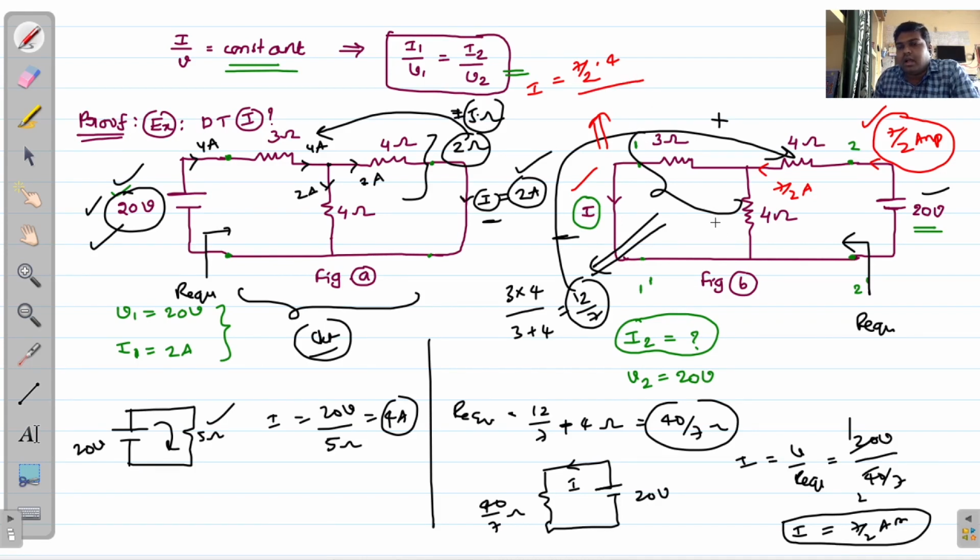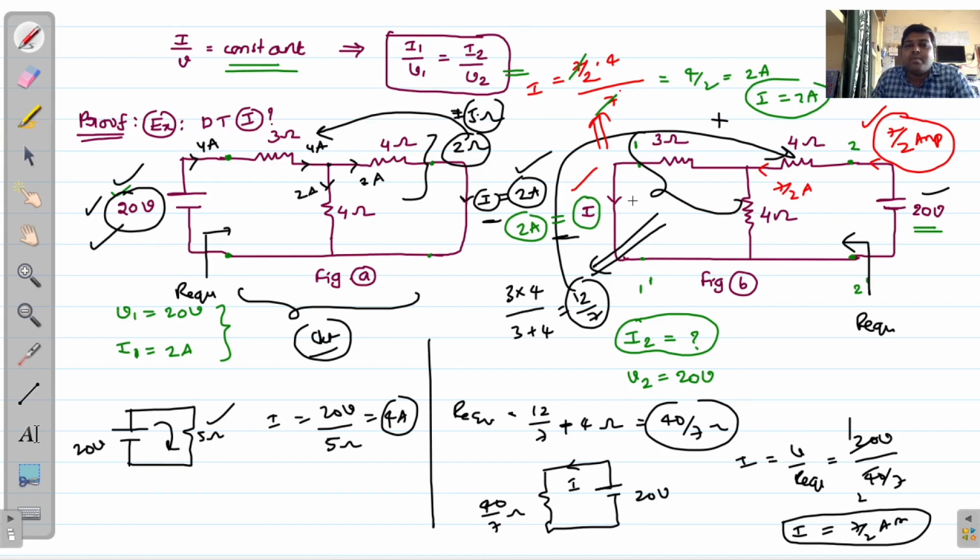What is the total impedance? 3 plus 4, 7. This is 3 and this one is 4, 3 plus 4 is 7. Now this 7 cancels with the other 7. So finally what you will get? 4 by 2, which means 2 amperes. Then I equals 2 amperes. So this is the way you have to find the current through this particular branch. This is the normal approach.